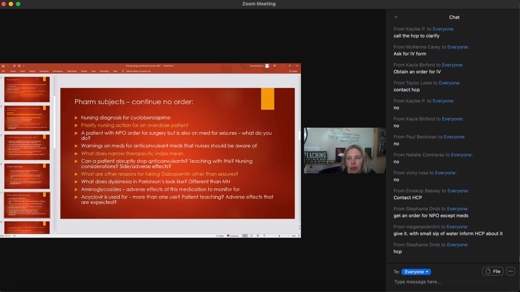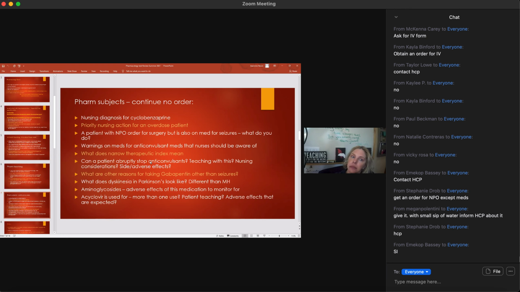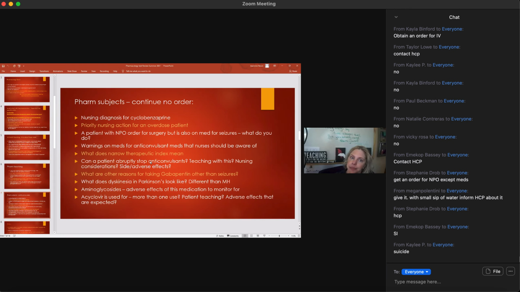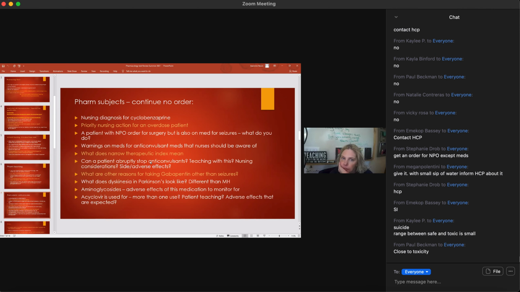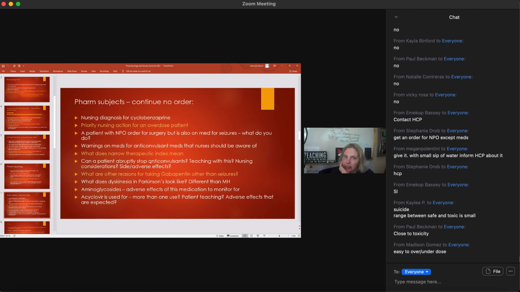Anticonvulsant meds. So seizure meds. There's a black box warning. What are they at higher risk for? Yes. Correct. Good. What does narrow therapeutic index mean? The range between safe and toxic is small. Yes. Good.